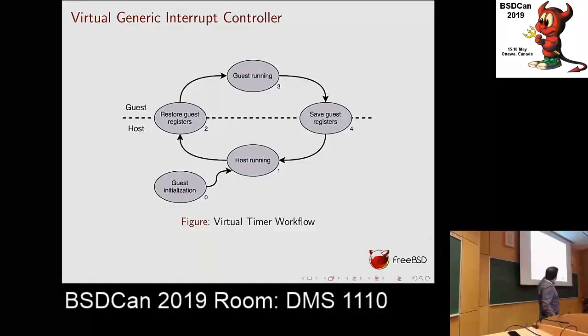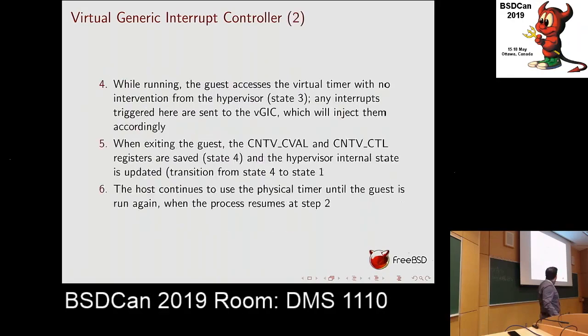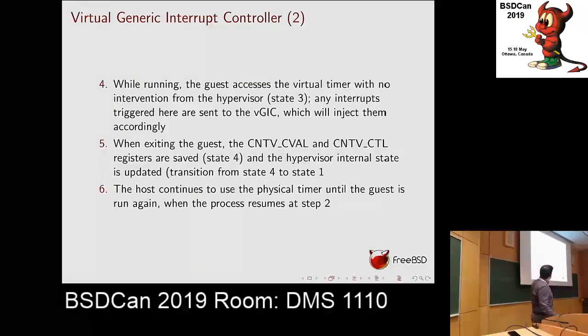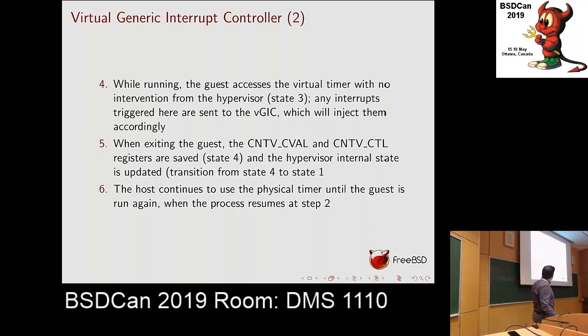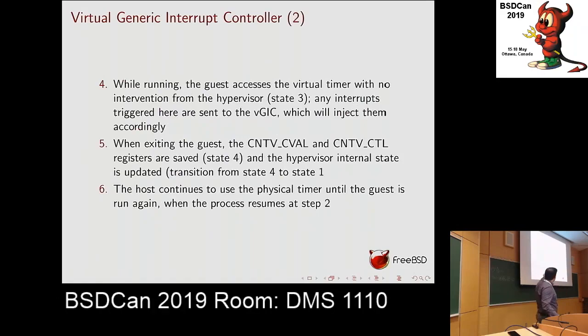Further, the guest can run with access to the virtual timer without any interrupts from Bhyve. Also, any interrupts that are triggered here are sent to the VGIC, which will inject them accordingly. When exiting the guest, we save the registers, the CNTV_CVAL and CTL, and the hypervisor internal state is updated. Okay, we have the transition from 4 to 1. And the host continues to use the physical timer until the guest is entering again.